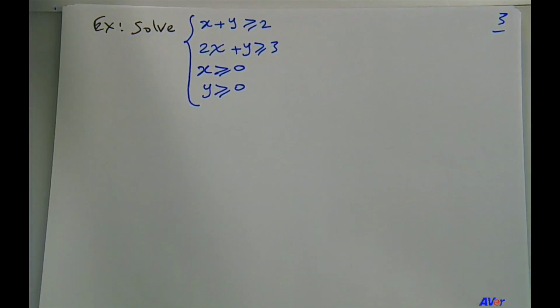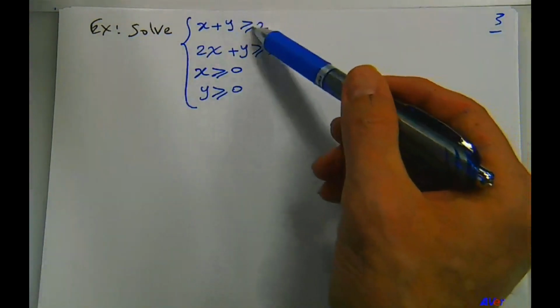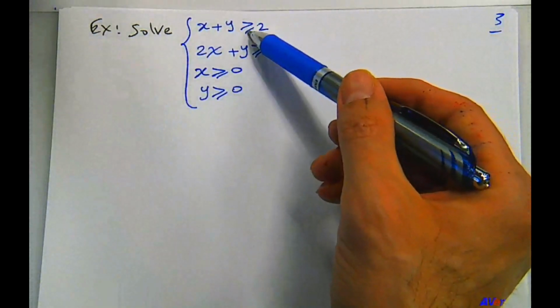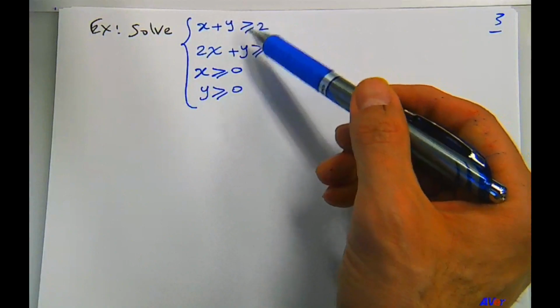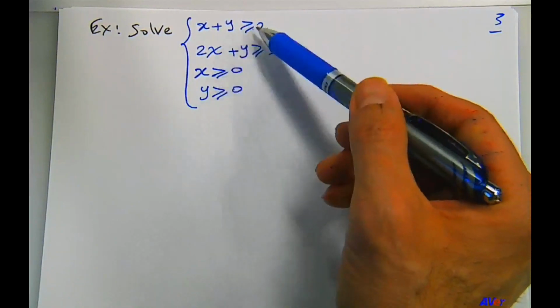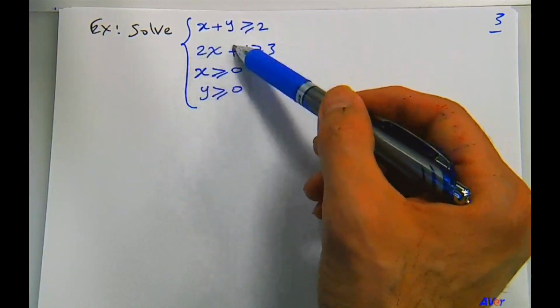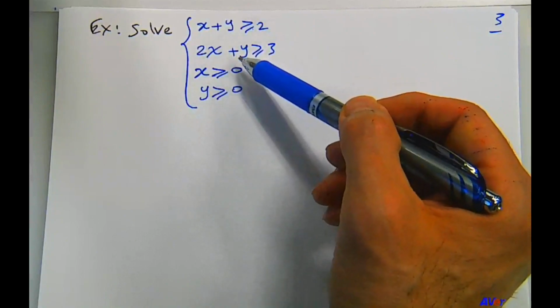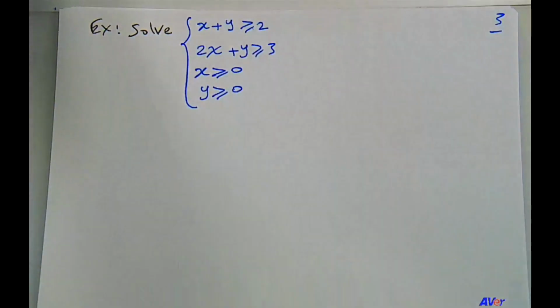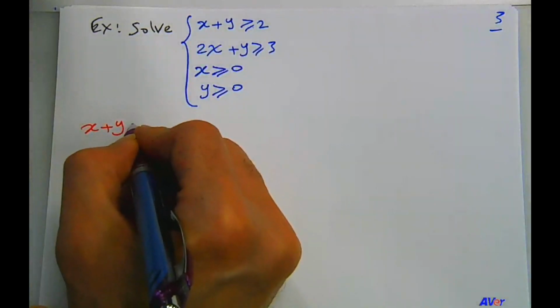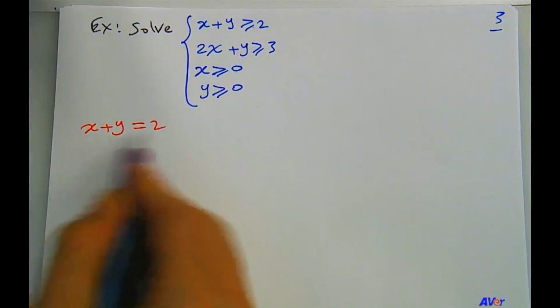Just like before, we want to find the boundary solution, pick a test point, find the solution for each of these, and then see where they all overlap. And that'll be the solution of the system. So first, I'm going to start with x plus y equals 2, right? We're looking for the boundary line.